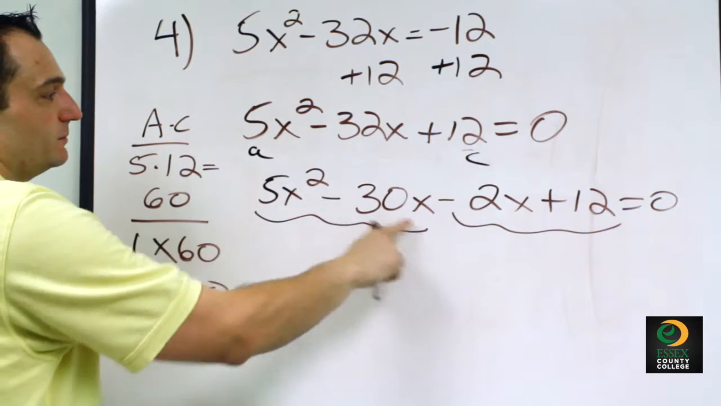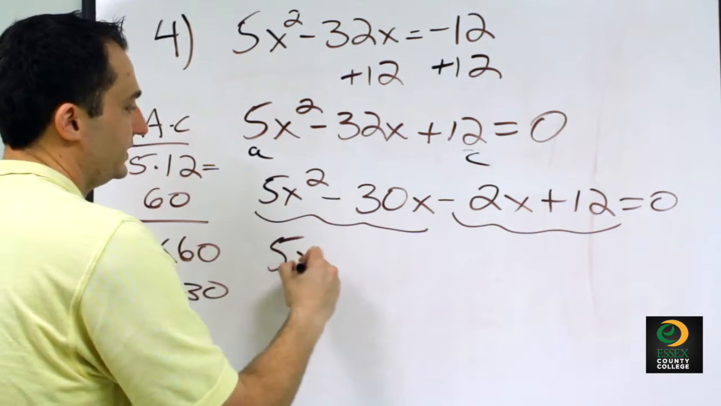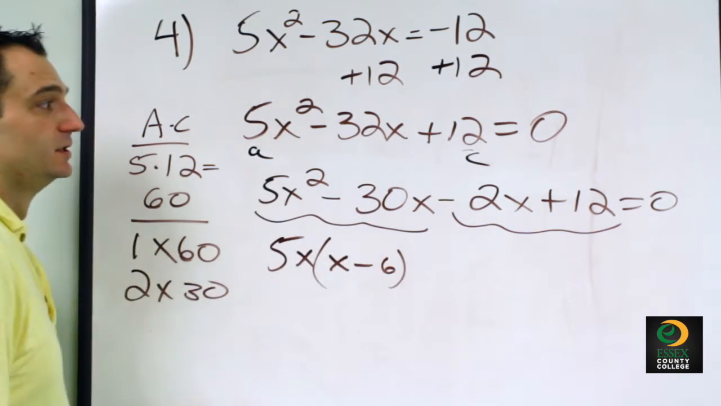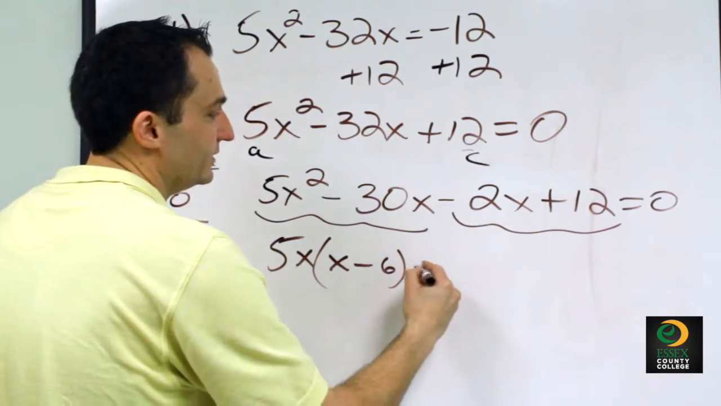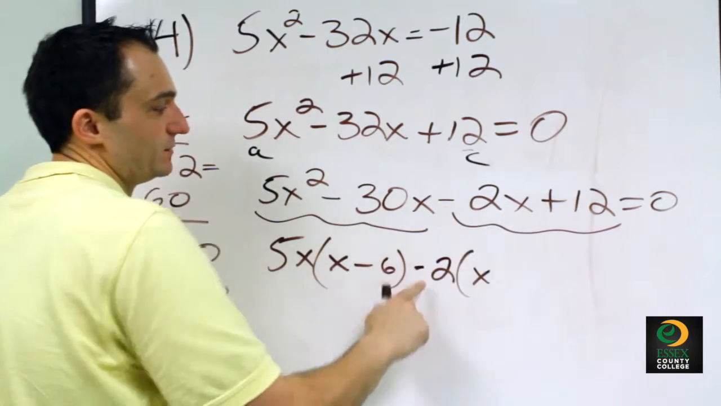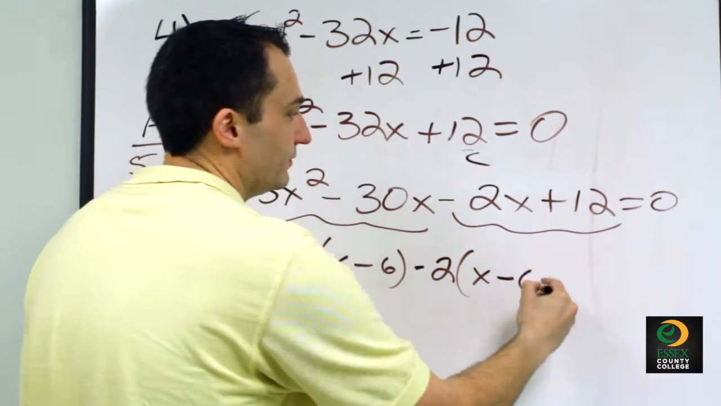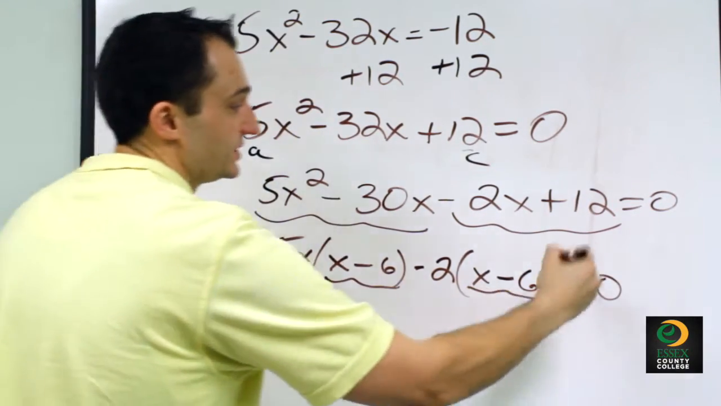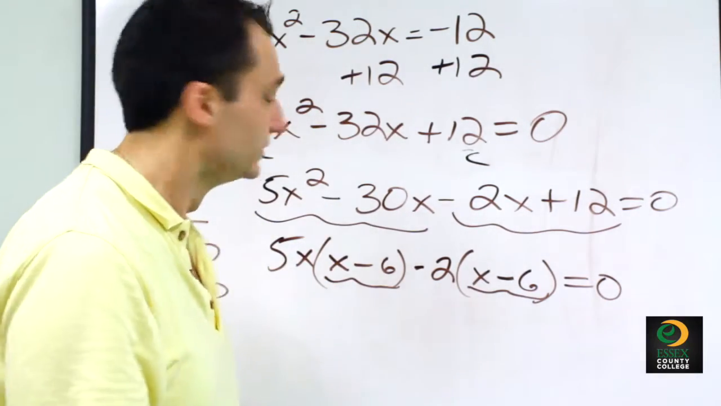So 5x squared minus 30x, what do they have in common? They both have a 5 and an x in common, and we're going to be left with x minus 6. Negative 2x plus 12, what do they have in common? A negative 2. So we're left with x. Since we factored out a negative, this positive changes to a negative sign, and we're left with 6. Since both of these are the same, we factor completely and factor correctly.